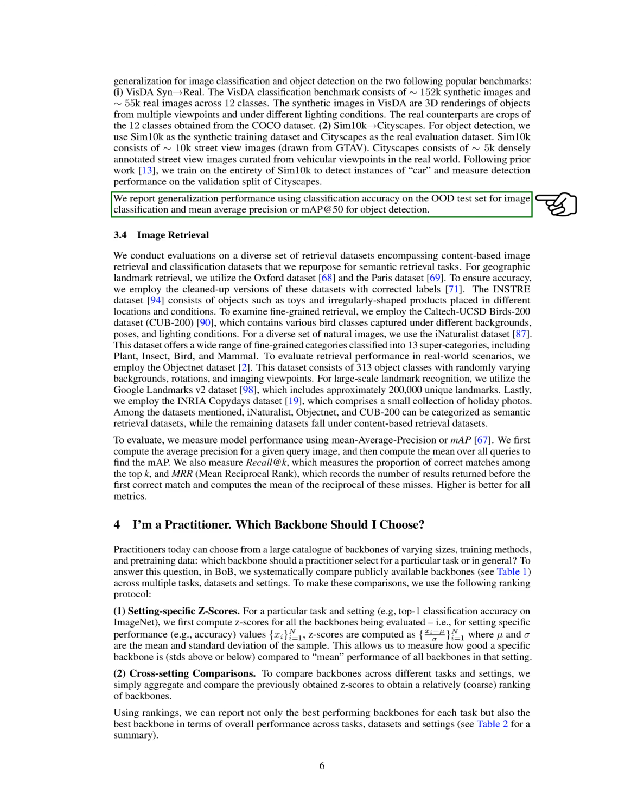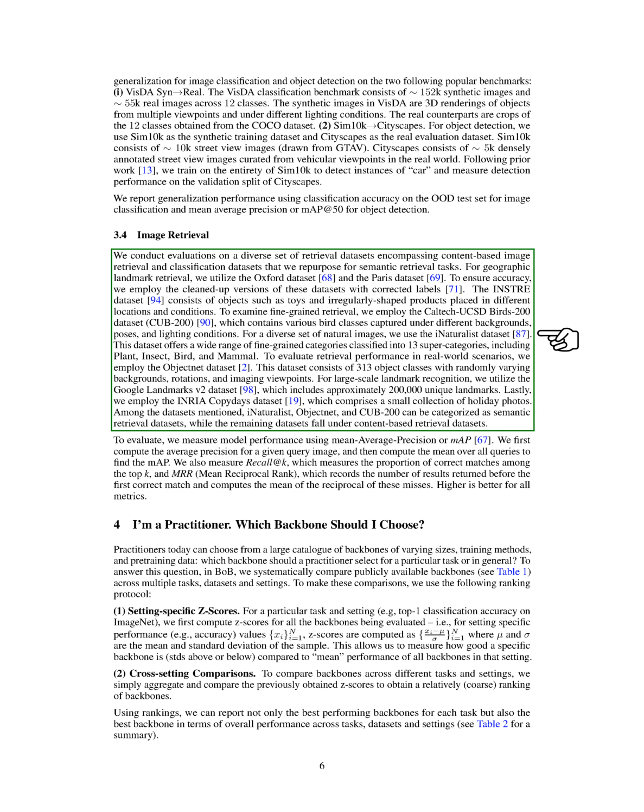We also conduct evaluations on a variety of image retrieval datasets. These include the Oxford and Paris datasets for geographic landmark retrieval, the INSTRE dataset for object retrieval, the Caltech UCSD Birds 200 dataset for fine-grained retrieval, the iNaturalist dataset for natural images, the ObjectNet dataset for real-world scenarios, the Google Landmarks V2 dataset for large-scale landmark recognition, and the INRIA CopyDays dataset for holiday photos. We categorize iNaturalist, ObjectNet, and CUB 200 as semantic retrieval datasets, while the others are considered content-based retrieval datasets.